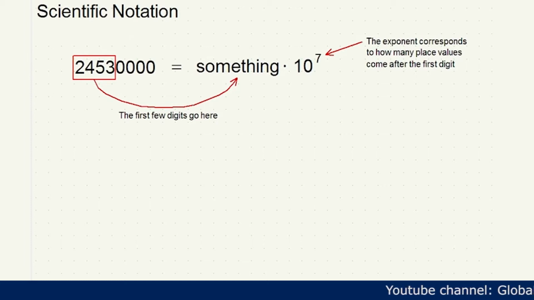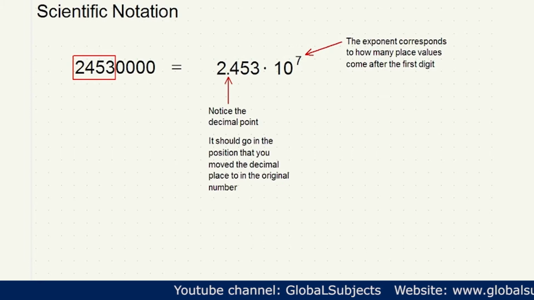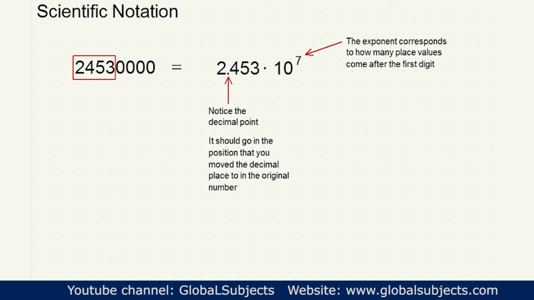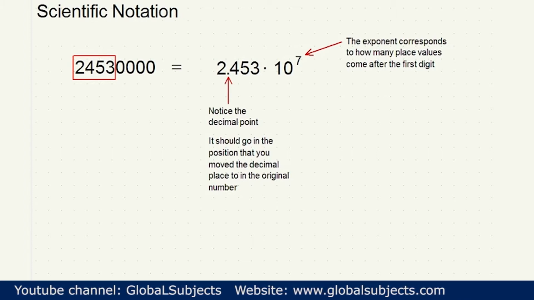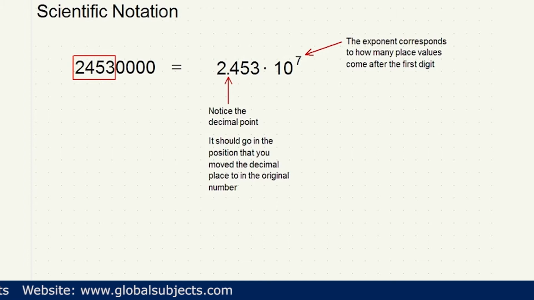It'll be easiest if I just demonstrate. Notice where the decimal place is. The decimal place in this case has to go between the first and second digits, because that's where we moved it to when we were counting spaces to find the exponent, remember? Anyway, that's the final answer in scientific notation. 24,530,000 can be rewritten as 2.453 times 10 to the 7th.